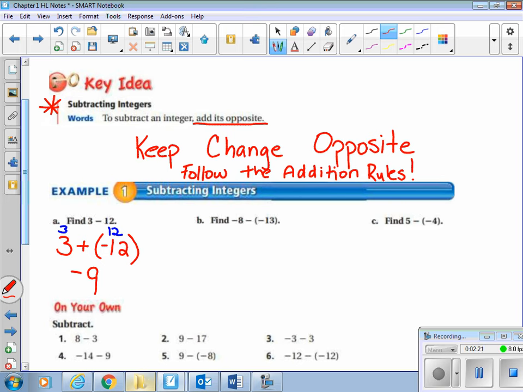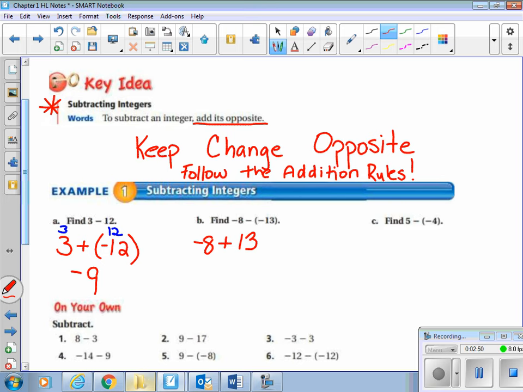So we're doing keep, change, opposite, and then we are following the addition rules. Are my signs the same? Add them and keep the sign. Or are my signs different? Find the difference and take the sign with the higher absolute value. In part B, again, I'm going to do keep, change, opposite. Negative 8, I'm keeping. I'm going to change from subtraction to addition. And then I'm going to think about the opposite of negative 13, which would be a positive 13.